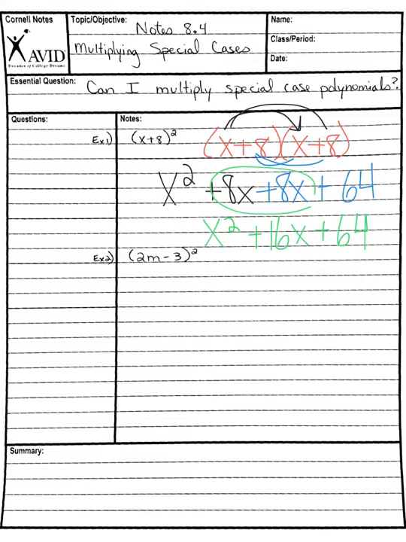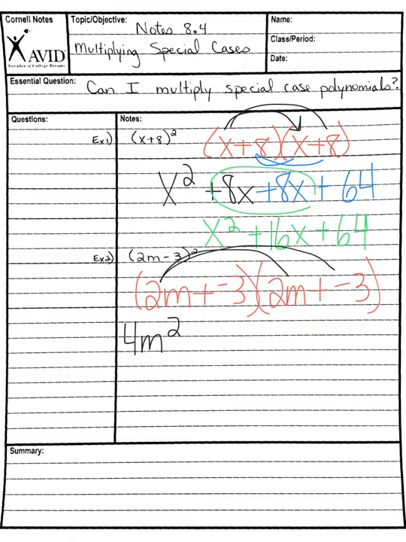I have 2m minus 3 and it says squared. I would rewrite that as 2m, first of all, I'd make it plus negative 3, times itself. That's what squared means. 2m plus negative 3. And so as we go through the multiplying process here, 2m times 2m is just 4m squared. 2m times a negative 3 is going to be a negative 6m.